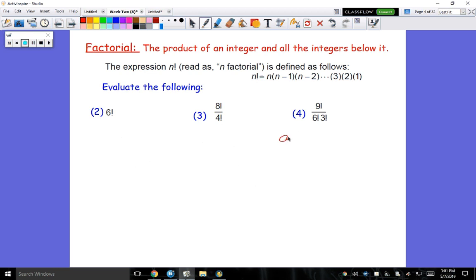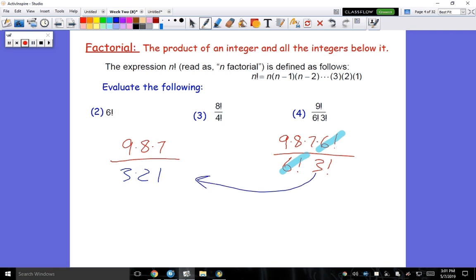9 factorial, I'd want you to write on your paper like this, over 6 factorial, 3 factorial. These 6 factorials just canceled. What number did they cancel to? 1. So now I have 9, 8, 7, and then I have 3, 2, 1.